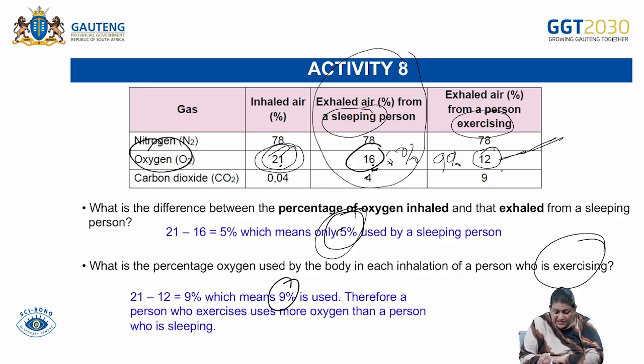Okay, so you can see here it's 16, the exhaled air, and here it's 12. So they exhaled less oxygen when they were exercising, and they exhaled more oxygen when they were sleeping, which means if they exhale more oxygen when they're sleeping, they used less oxygen. When they exhale less oxygen when they were exercising, it's because they used more. Okay, do you understand that, learners? Just look at this. There are worksheets that are available for you to go through and use and understand it, right?